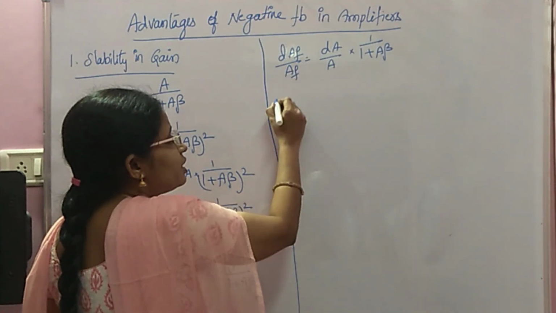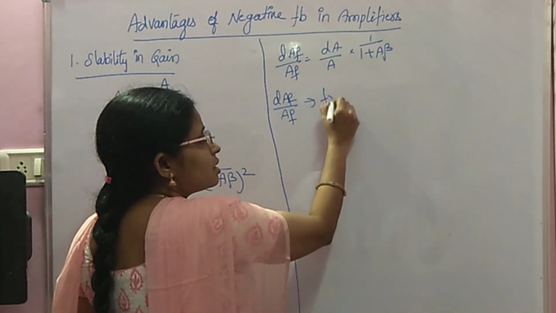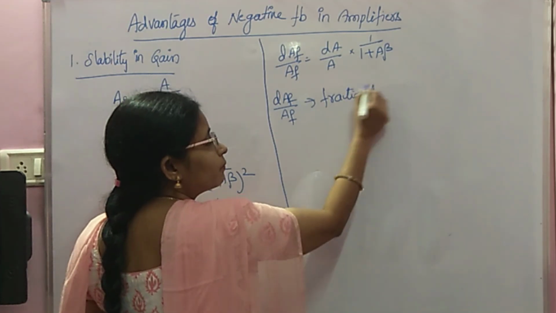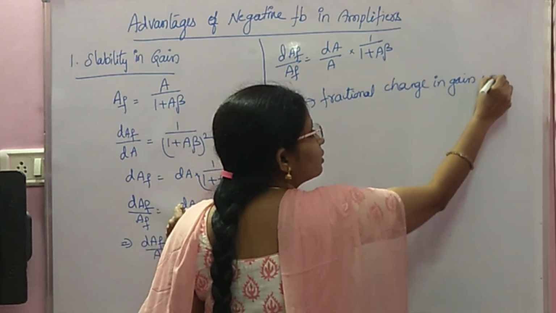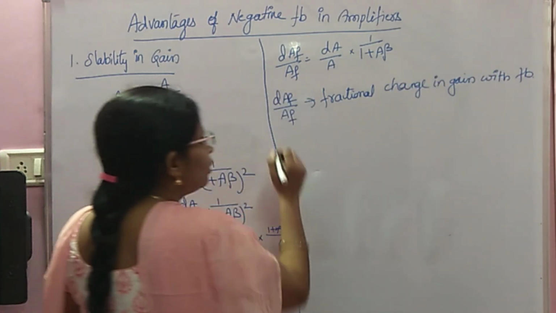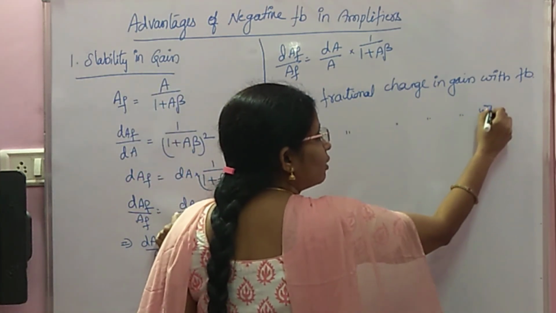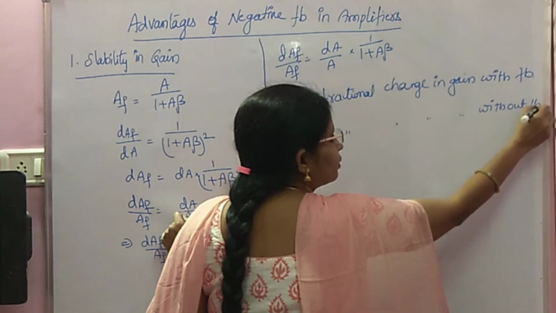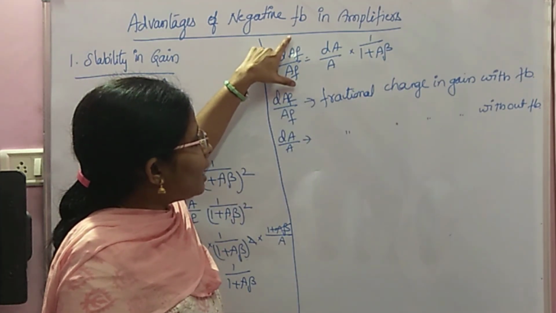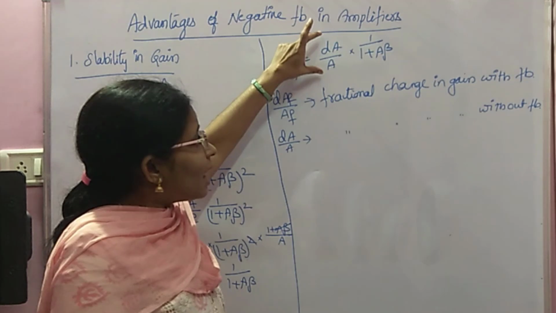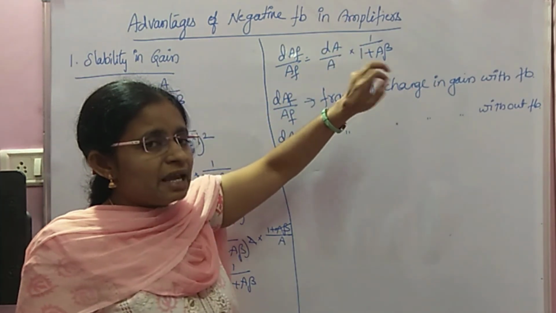What is dAF by AF? It is the fractional change in gain with feedback. And what is dA by A? The same, fractional change in gain without feedback. So now you've observed the expression: the fractional change in gain with feedback is lesser than the fractional change in gain without feedback by 1 by 1 plus A beta times.